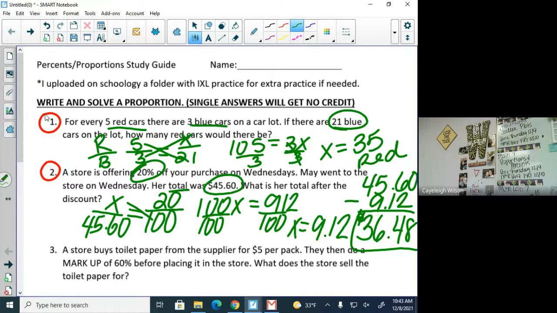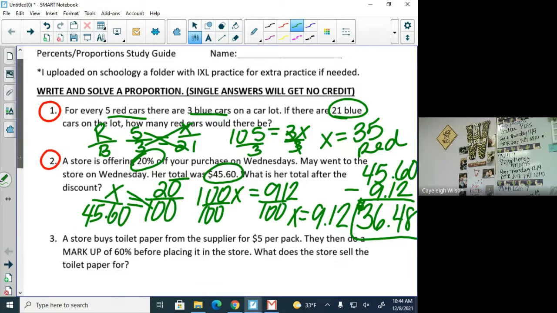Yes, sir. I have a question. What if you put it the other way? That's okay. No, that's fine if you put the 20 or 100 on the left side. That's the exact same thing. Oh, yeah, no, totally fine. There are multiple ways to do it.